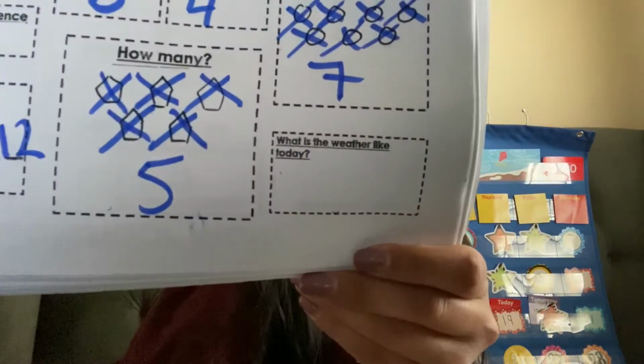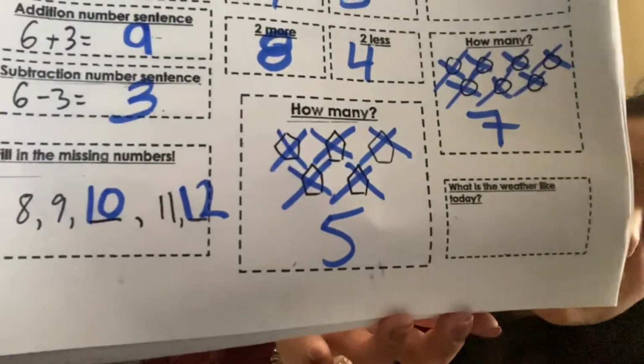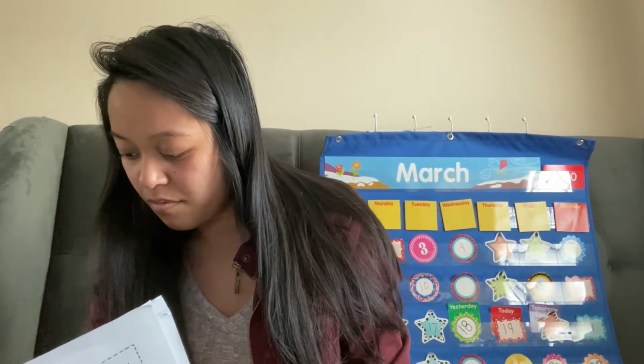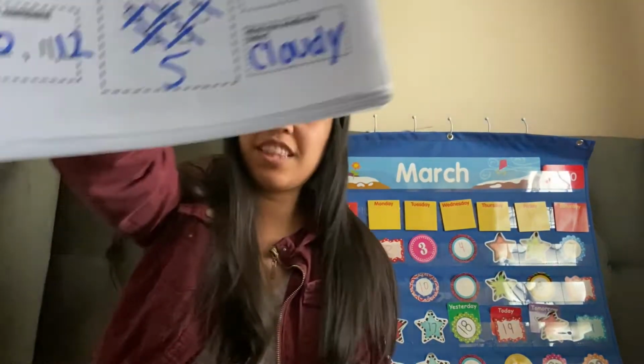Okay, Rocketeers, so let me see your work. I want to know what you guys got, and then you can see if you got the same numbers as me. And the last box, we're asked about the weather. I'm going to fill this in. So where I'm at right now, it's a little bit cloudy. So I'm going to just write cloudy. Right there. Awesome, Rocketeers. So that's that for calendar math.